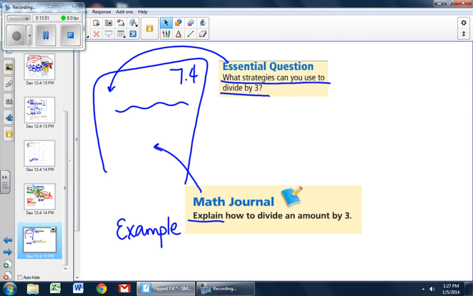So 7.4 went pretty fast. We're dividing by 3. Our next one will be dividing by 4.